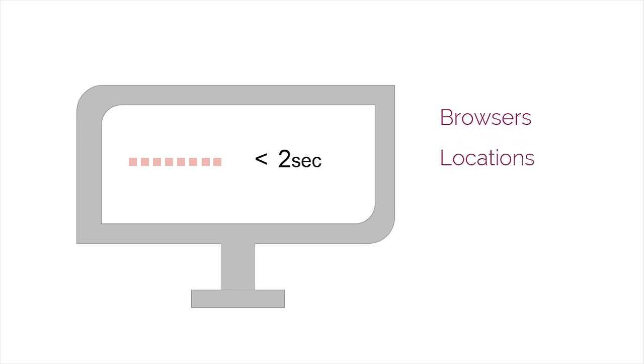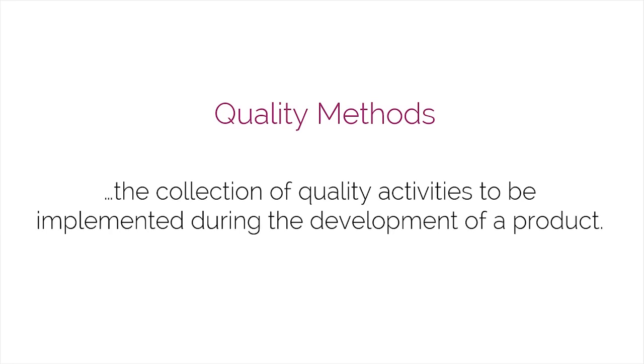For example, if the product is the first page of a website, the quality criteria in the product description for the index page, the first page of the website, may require that the index page should load in under 2 seconds. So, the supplier or the team who is building the specific page should test the index page from various browsers and locations using different internet speeds. The term quality methods refers to the collection of quality activities to be implemented during the development of a product. The quality method or methods to be used for a product depends on the nature of the product.